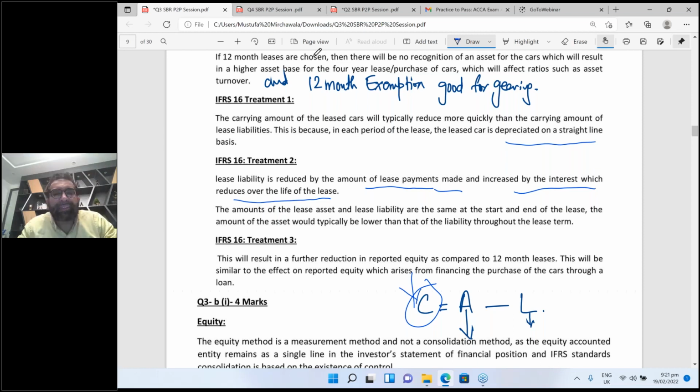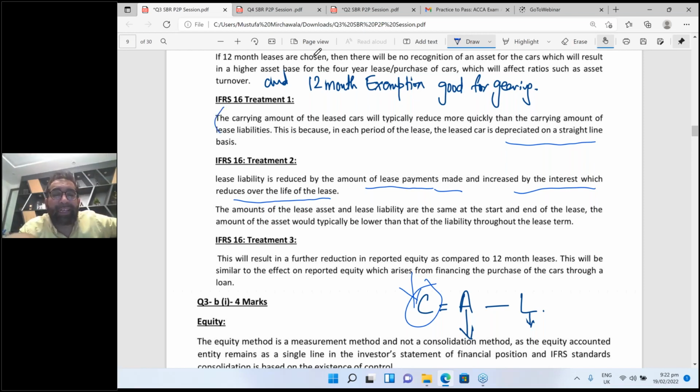Just think, C is equal to A minus L. Capital is equal to assets minus liabilities. Liabilities are going down slowly, and assets are going down fast comparatively. So ultimately the value of your assets will be much lower than the value of your liability. So your net asset will have a negative impact. Think over it. It's technical, I know. This is what is written.